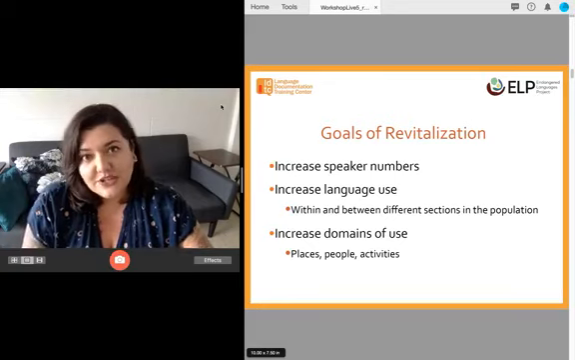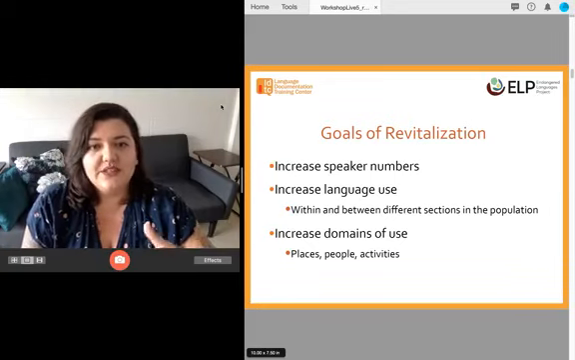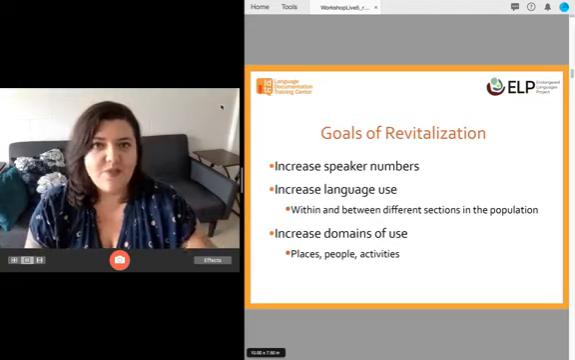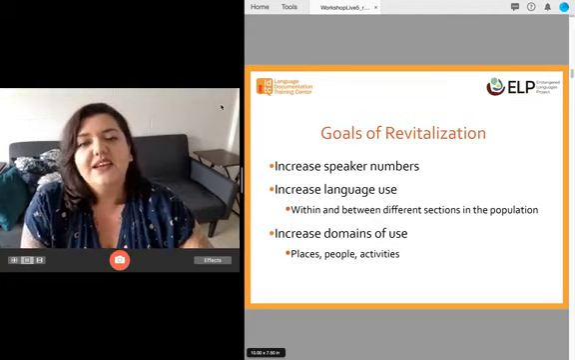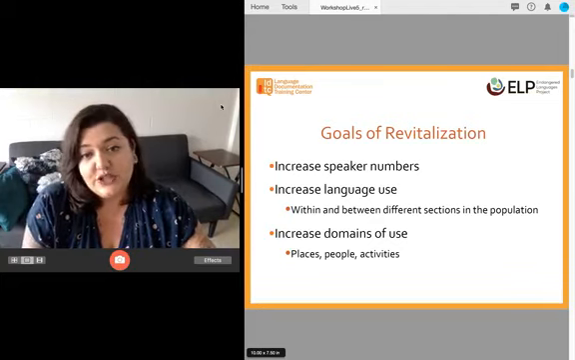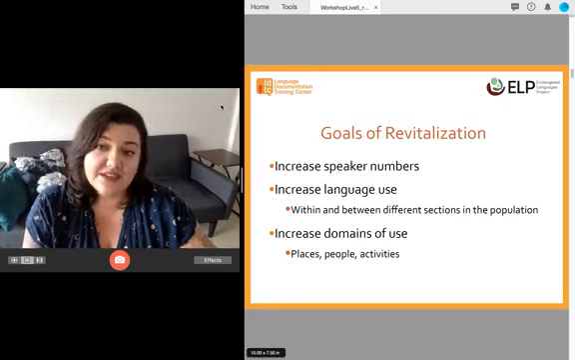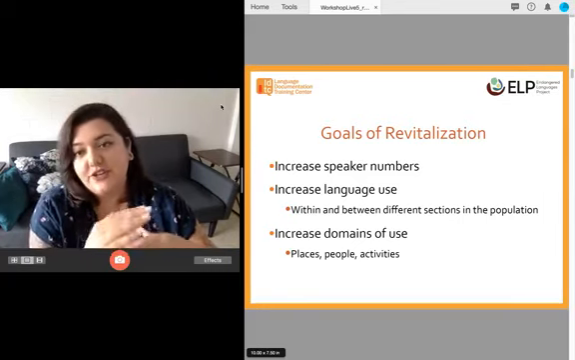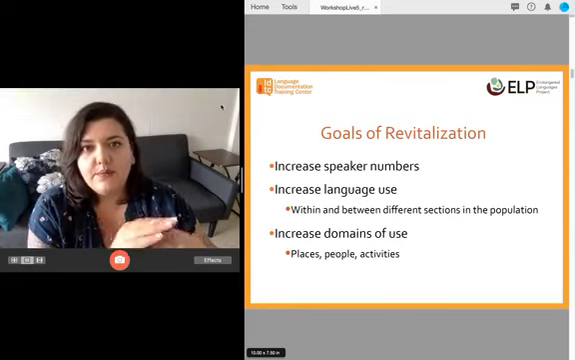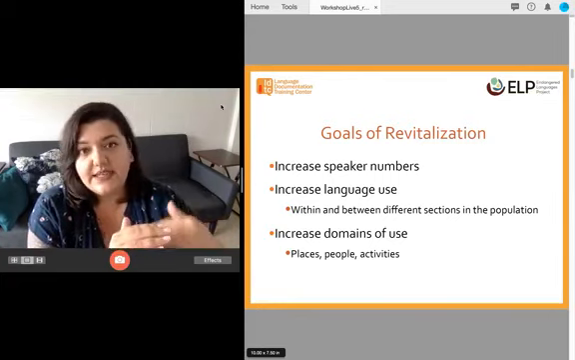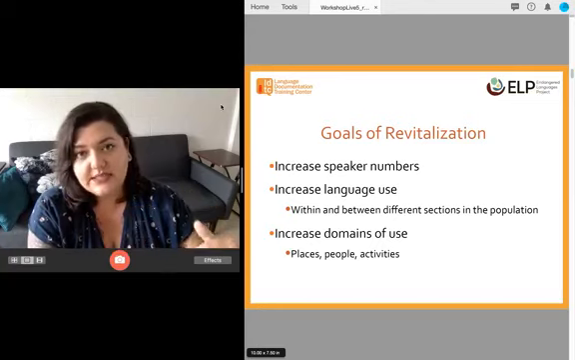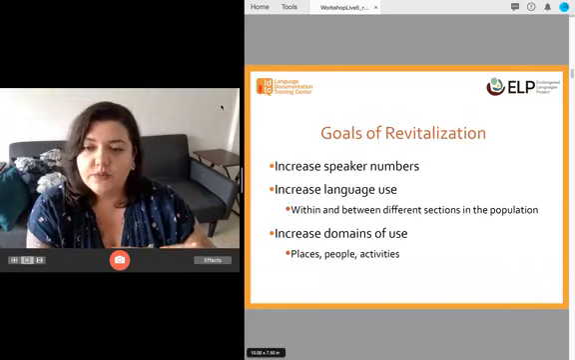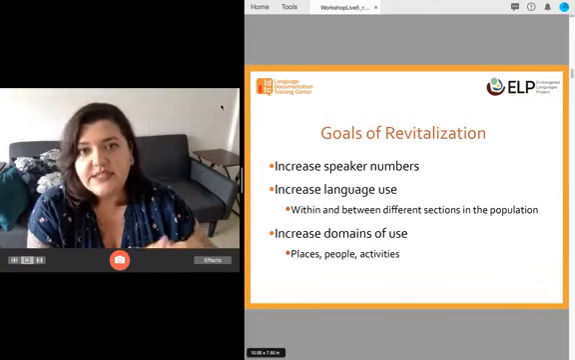To reverse language shift, we want to move speakers in an upward direction, so have more speakers or growth of speakers. We also want to increase language use within and between different sections of the population. So we want to make sure to reestablish that intergenerational transmission. And what we mean by that is the speaking and passing on of the language from one generation to the next. So you want to make sure that you're focusing on different age groups in different domains.